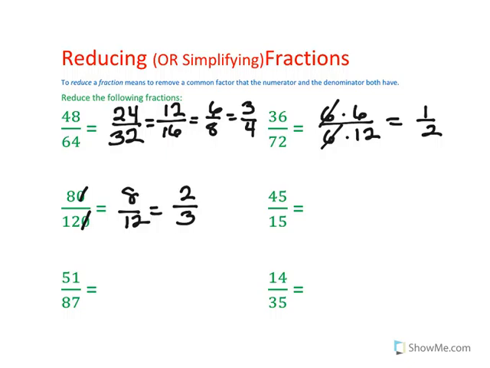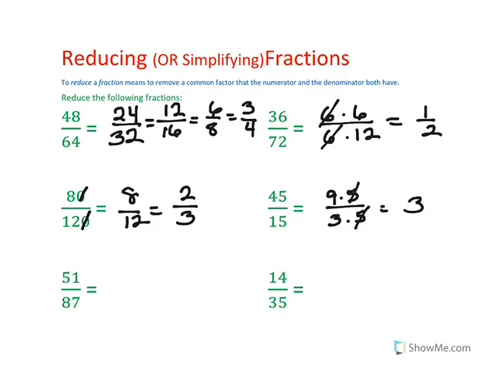45 and 15, they end in a 5. That means 5 goes into both of those numbers. 45, again, you have 2 different ways you can do it. 9 times 5, and 15 is 3 times 5. Get rid of your 5s, and you're left with 9/3, which is equal to 3.